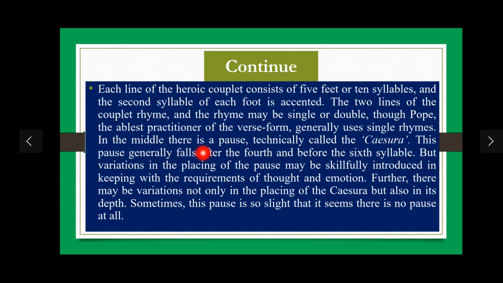In the middle, there is a pause technically called the caesura. This pause generally falls after the fourth and before the sixth syllable, but variation in the placing of the pause may be skillfully introduced in keeping with the requirements of thoughts and emotions. Now further, there may be variation not only in the placing of the caesura but also in its depth. Sometimes this pause is so slight that it seems there is no pause at all. So this is the explanation of the heroic couplet.